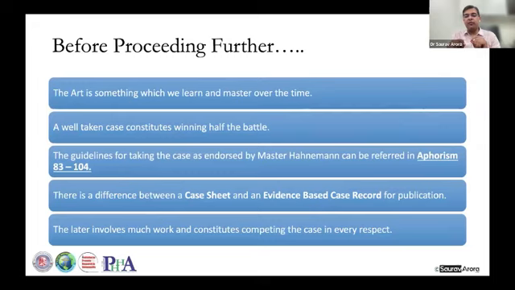Now, this art is something which we learn and master over time. This is what Hahnemann taught us. It took 12 years for Hahnemann to discover the theory of miasm, and we want to learn that miasm in 2 days, in 2 months, in 2 years, in 4 years of BHMS. We are expected to be the master of everything.